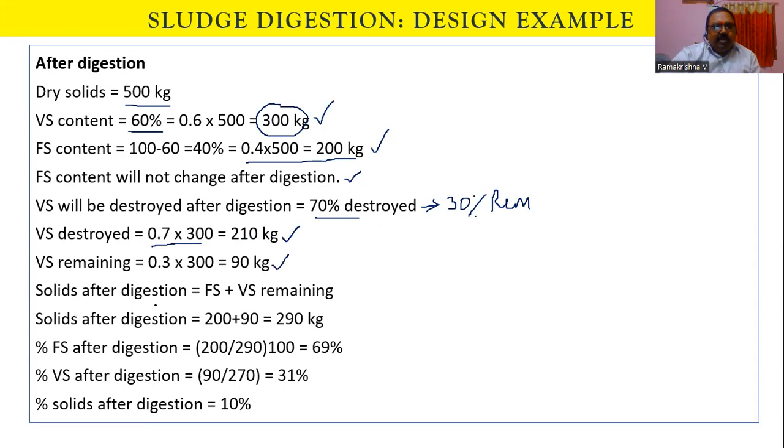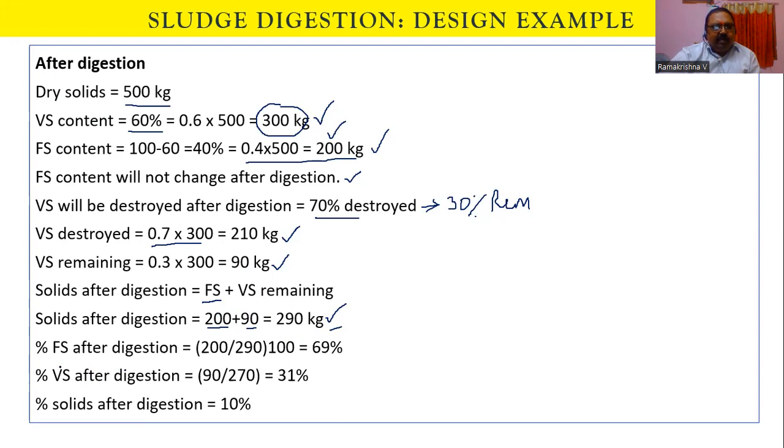So solids after digestion will be equal to what? Fixed solids, whatever the quantity, that is not changing. And volatile solids, whatever the remaining. So what we are trying to look at here is fixed solids content we already calculated as 200 kgs. So 200 kgs here. What is remaining volatile solids? 90. So 290 kgs. So this is the quantity of solids after digestion. Before digestion it is 500. Now it is 290. Now what is the percentage contribution of these fixed solids and volatile solids after digestion?